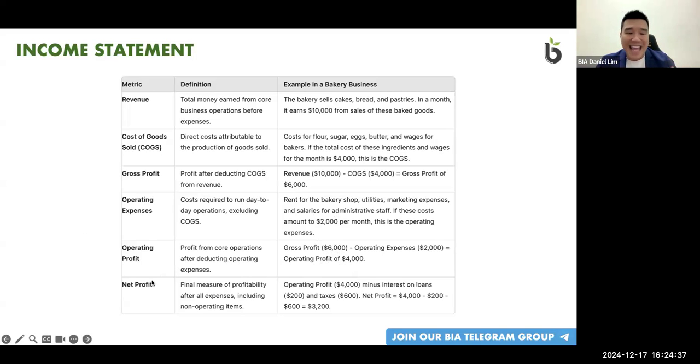Finally, there are still things to deduct. That's what we call net profit. Net profit is simple, because from operating profit there are only two extra things that we need to minus, and that is interest and taxes. Let me repeat: interest and taxes. So after you minus interest on your loans and also taxes that you need to pay, that is the net profit. In our example here, the operating profit is already 4,000. Then your loan interest is 200, your taxes 600, and that's why your balance is 3,200.